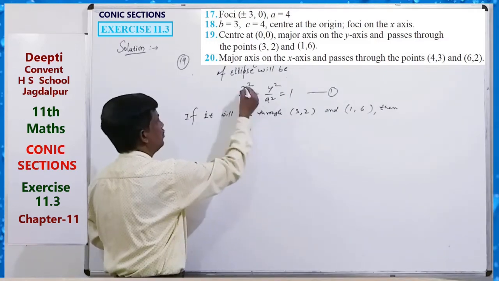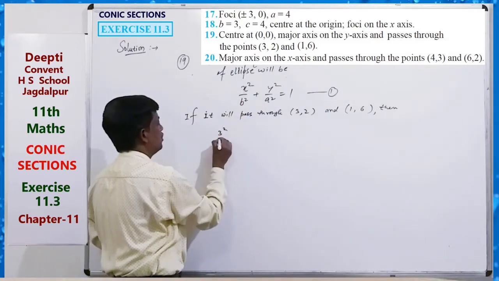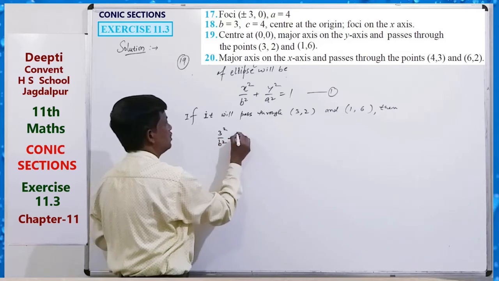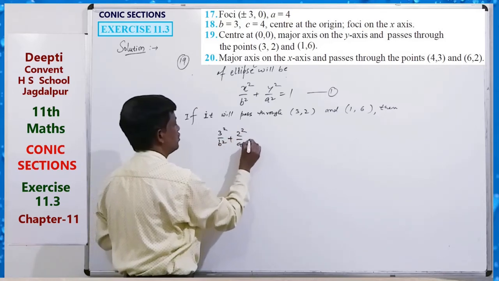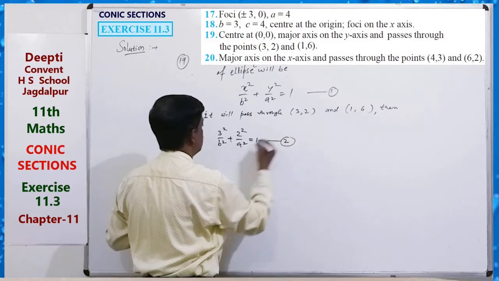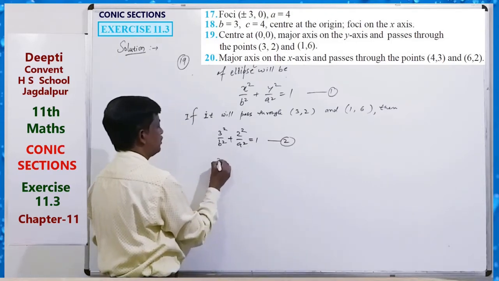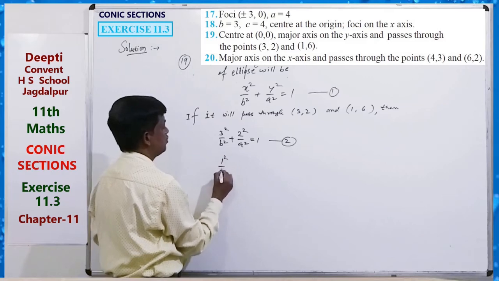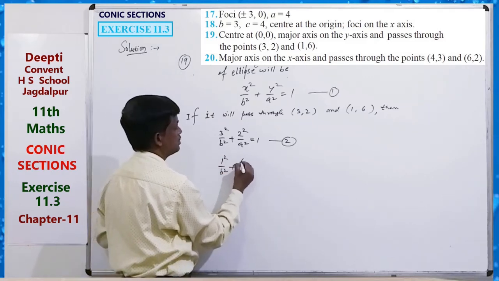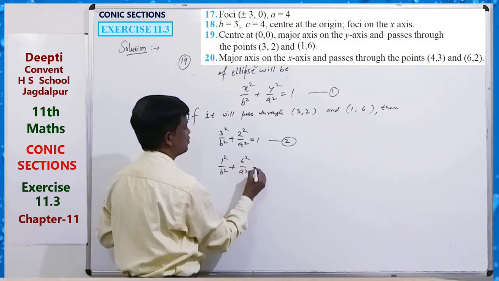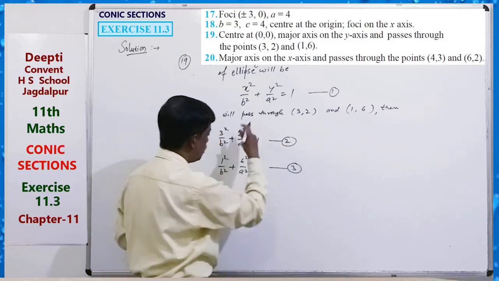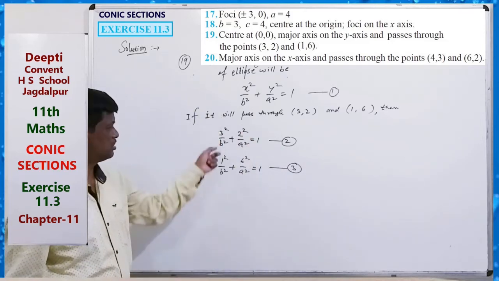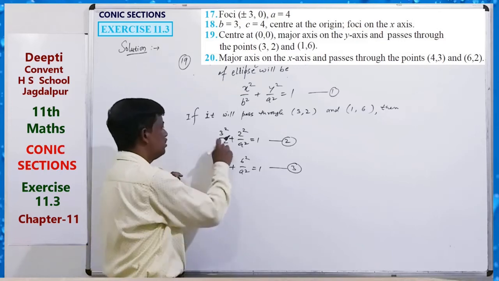So for (3, 2): 3 square upon b square plus 2 square upon a square equals 1, equation 2. And here (1, 6): 1 square upon b square plus 6 square upon a square equals 1, equation 3. Just solve these two equations. It is a simple equation.